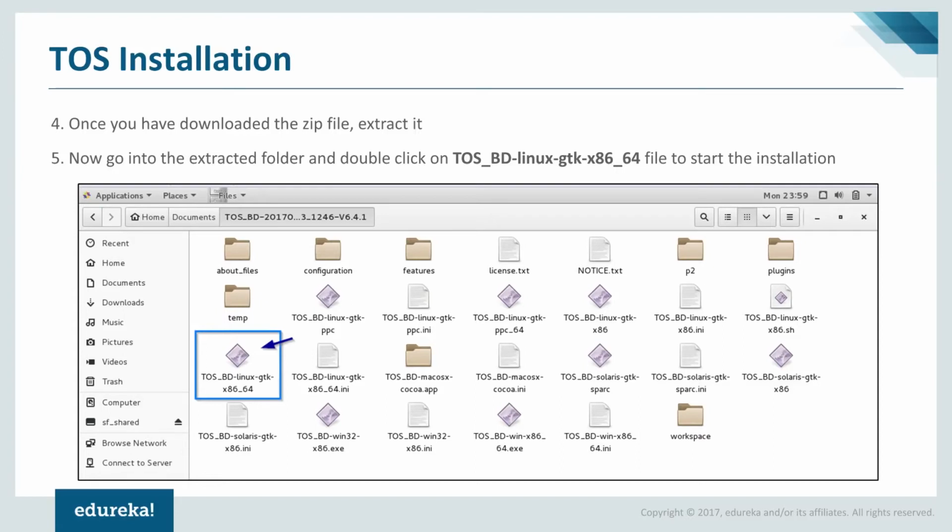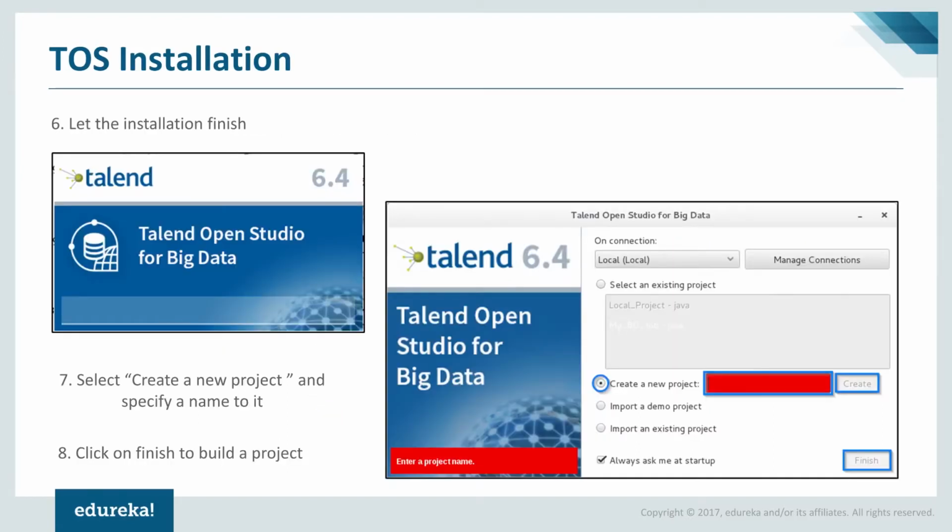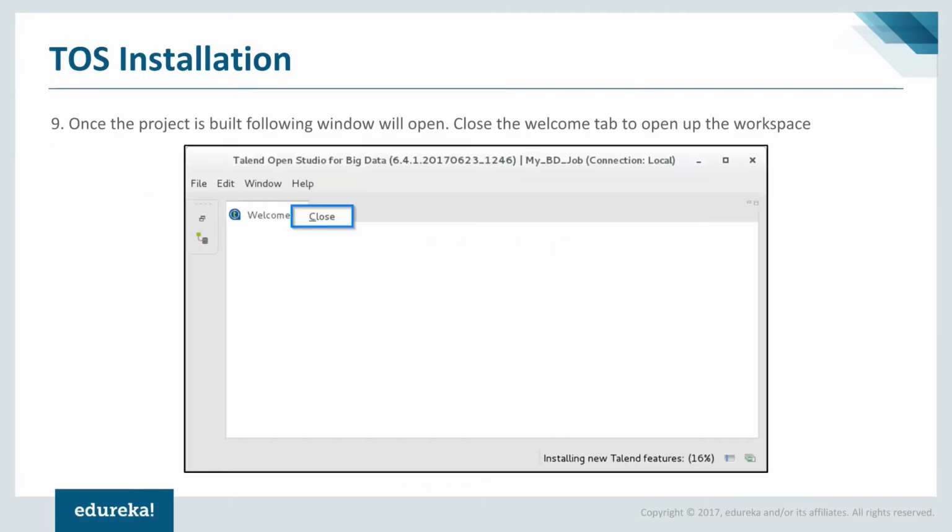So once you have launched the executable, you'll be seeing a window like this, which opens up Talend Open Studio for big data. I'll be showing you all these steps in the demo as well. We'll have to create a project to start our development. Click on create project, give a valid name for the project and click finish. Then you'll have the welcome page open.